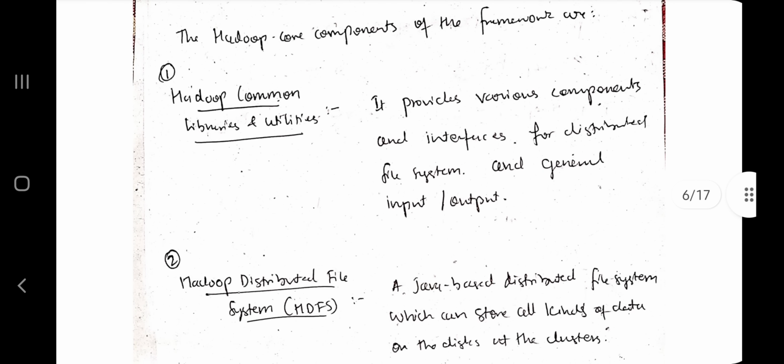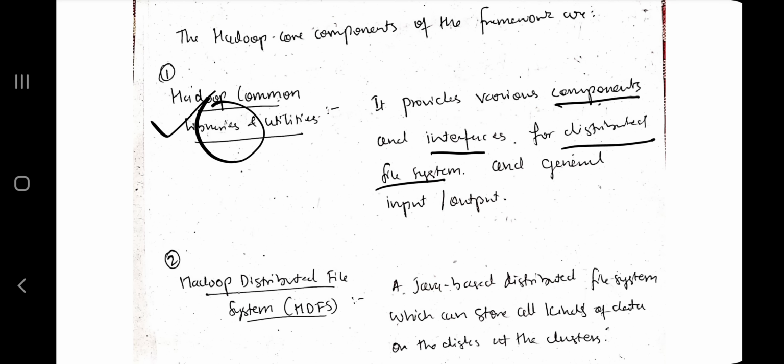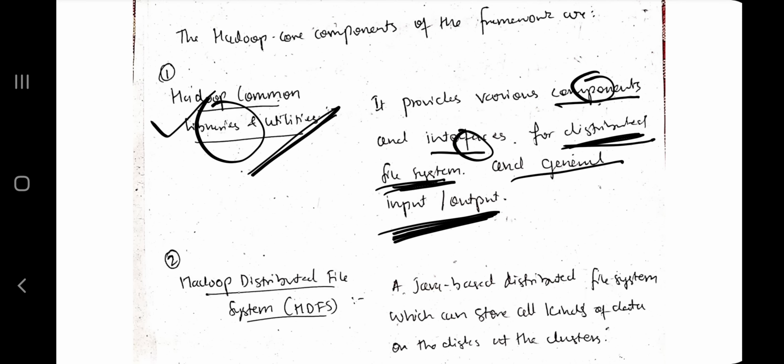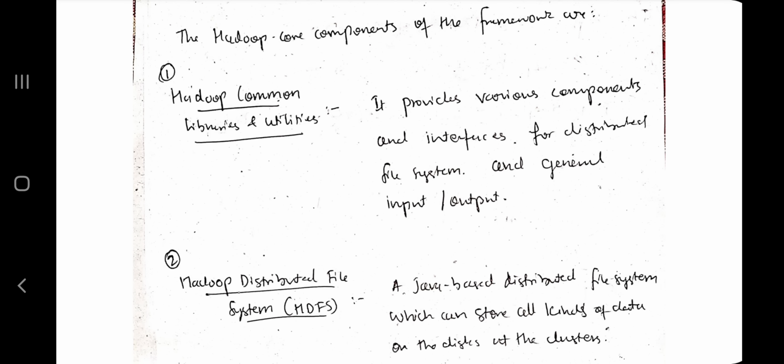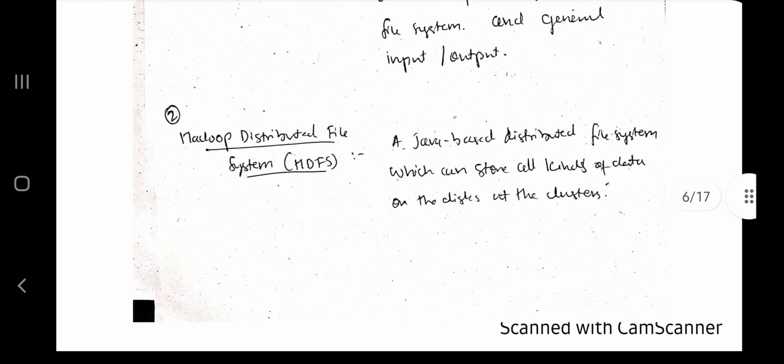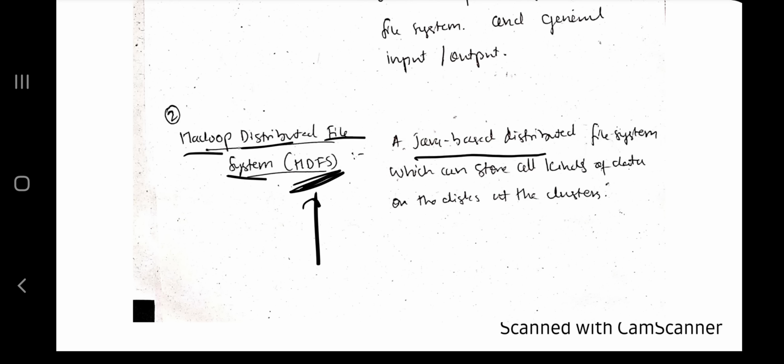The first one is Hadoop libraries and utilities. What it provides, this is what you have to write: it provides various components and interfaces for the distributed file system and general input output, so that we can perform the operations successfully. Next is the Hadoop distributed file system. HDFS, what is the full form? Hadoop distributed file system. It is a Java based distributed file system which can store all kinds of data on disk at the clusters.